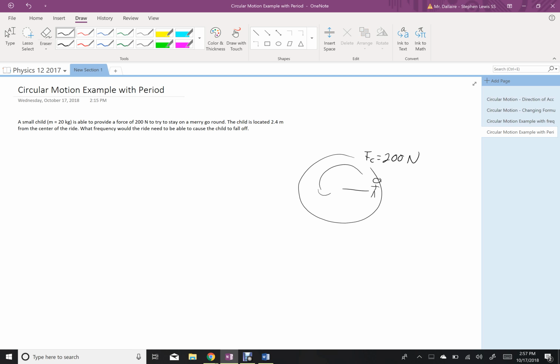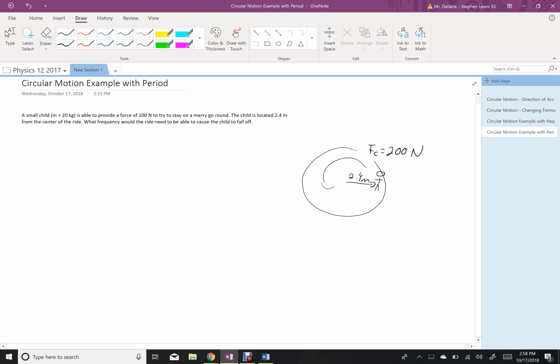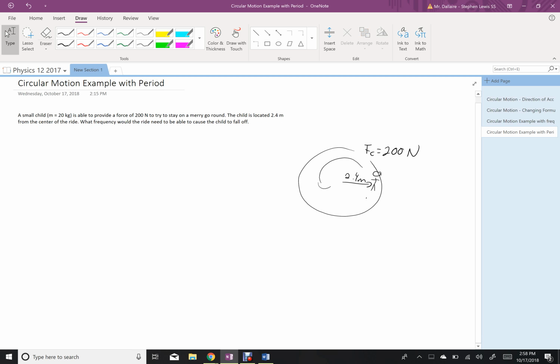We're saying that they are 2.4 meters from the center. It's a pretty big merry-go-round. And we want to know what frequency you'd have to rotate this whole thing at for this child to fall off and not be able to provide the actual force required. Oh, and we gave him a mass of 20 kilograms.